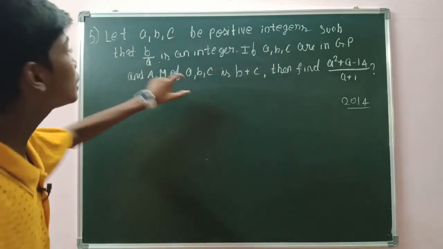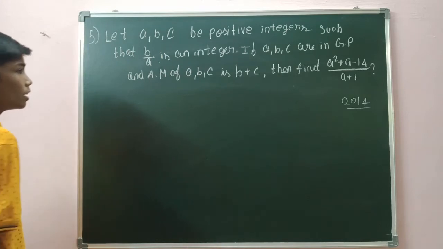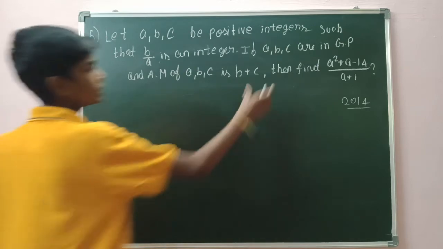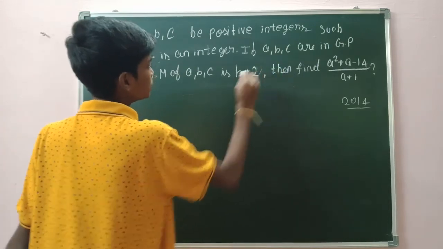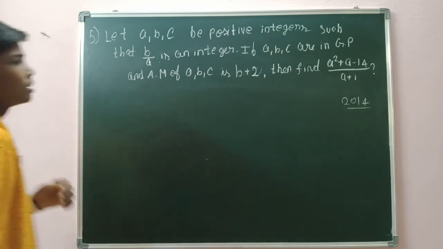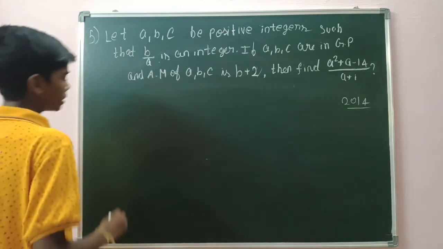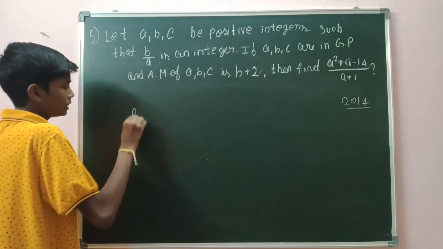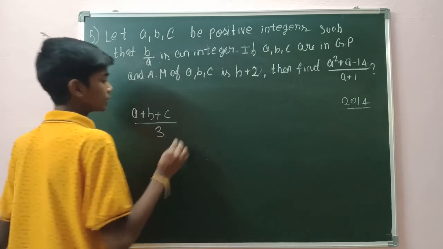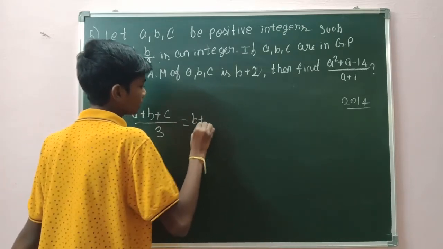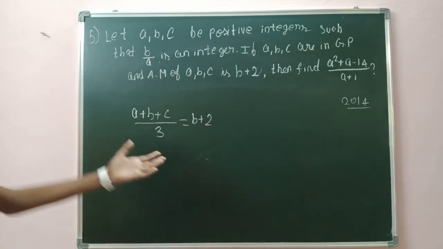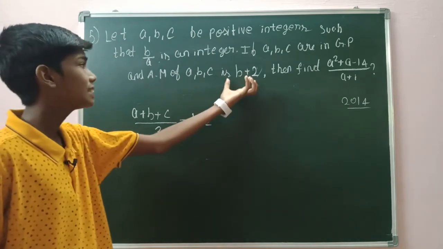And also it's given that the arithmetic mean of a, b, c is b plus c. Guys, this is not b plus c, it's b plus 2, I think so. Sorry, it's b plus 2. So if the arithmetic mean of a, b, c is b plus 2, then a plus b plus c by 3 is equal to b plus 2. Correct? This is what I can conclude, right? Very simple. Arithmetic mean is the sum of all the observations over the number of observations, and that is given as b plus 2.